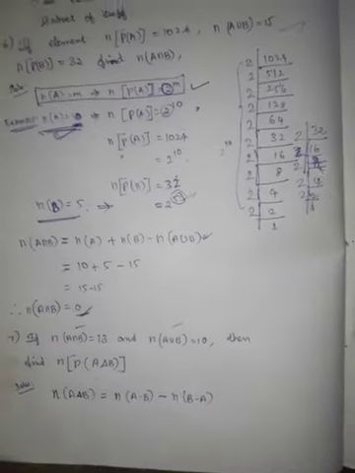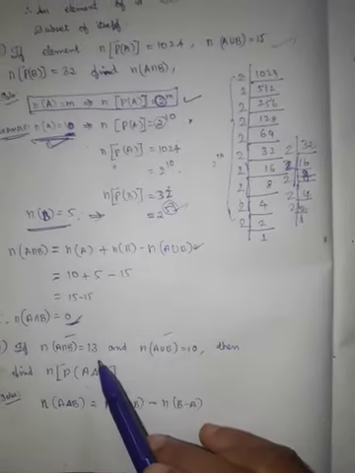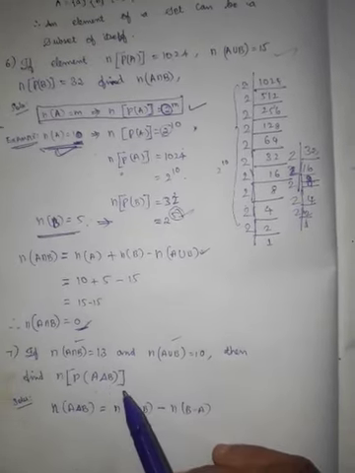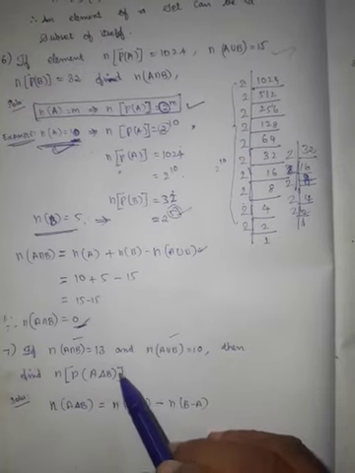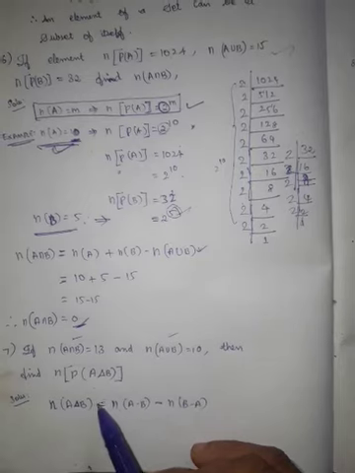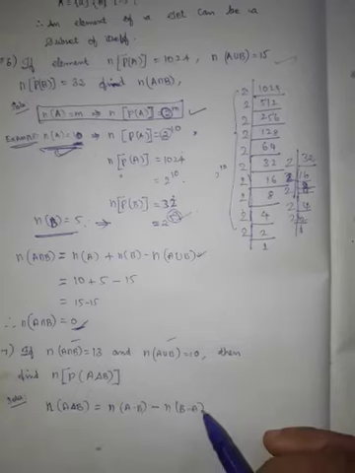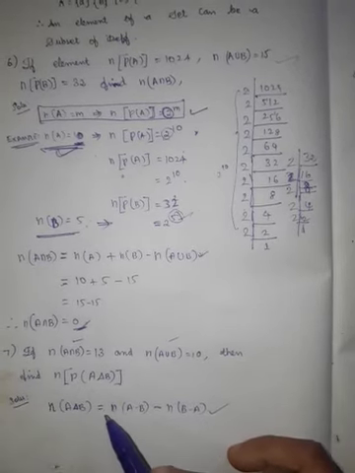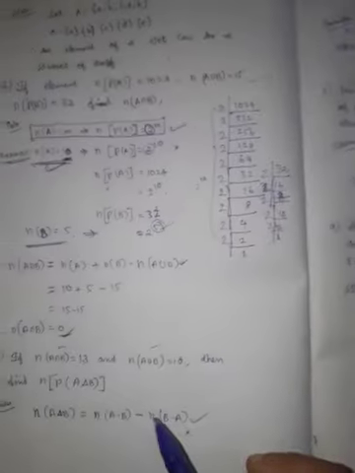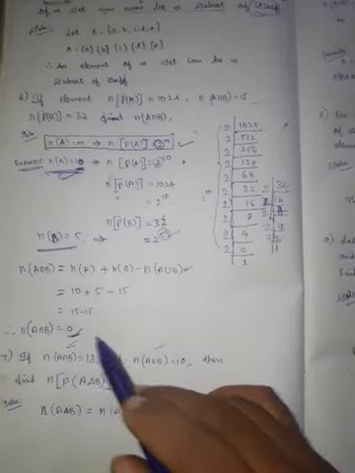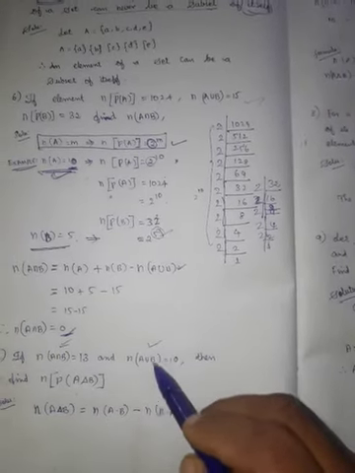The seventh question: if number of A intersection B equals 3 and number of A union B equals 10, then find number of P(A symmetric difference B). A symmetric difference B is formed from number of A minus B plus number of B minus A. This is the formula: number of A symmetric difference B equals number of A minus B plus number of B minus A. In the question, number of A intersection B and number of A union B are given, so we take another formula.